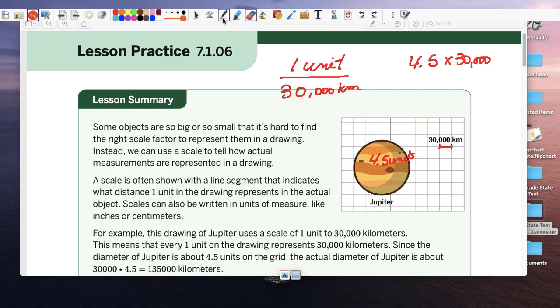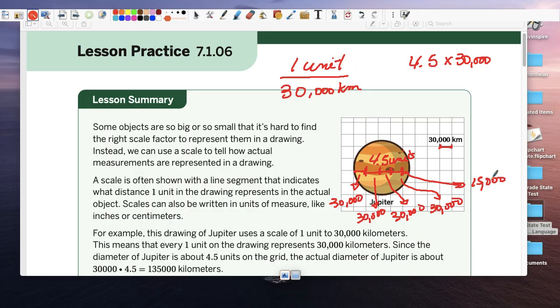Let me do a better job here. 4.5. That's 1 unit right here, 2, 3, 4.5. So every unit, we can say this unit is 30,000. This unit here is another 30,000. This unit here is 30,000. That one's also another full unit, 30,000. But the last one is half a unit. It's not a full unit. So what's half of 30,000?